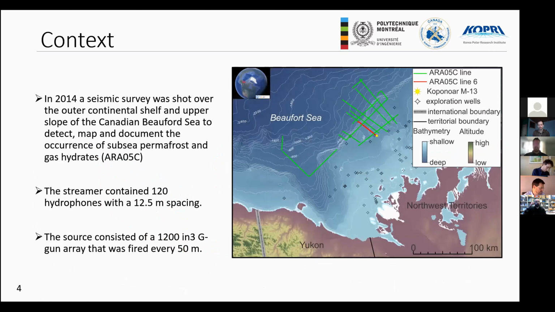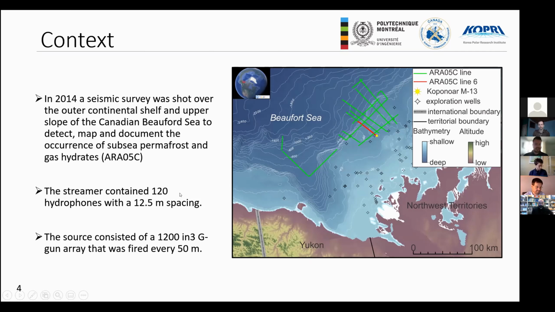Knowing that, in 2014 a seismic survey was shot over the outer continental shelf and upper slope of the Canadian Beaufort Sea. That's the map of the survey. The objective of the survey was to map and document the occurrence of subsea permafrost and gas hydrates. For this presentation, we will focus on line 6, this line here. We have a well site here where crystal cable velocity surveys are available that we will use for comparisons.